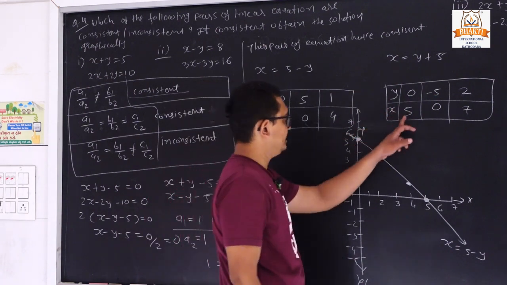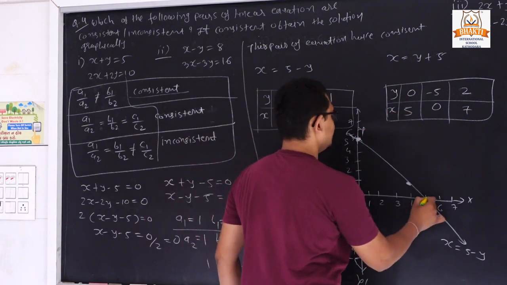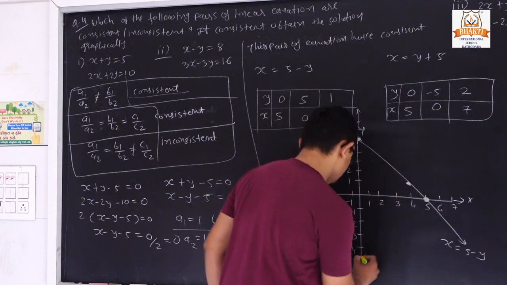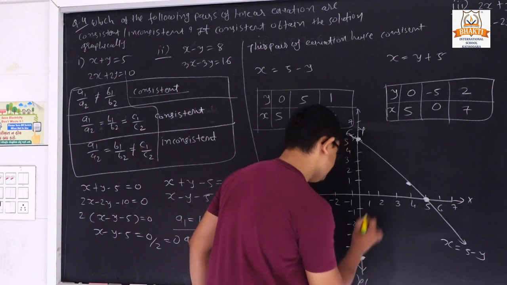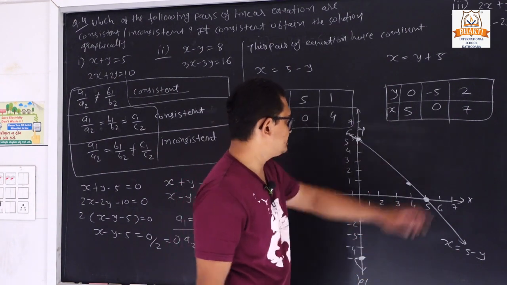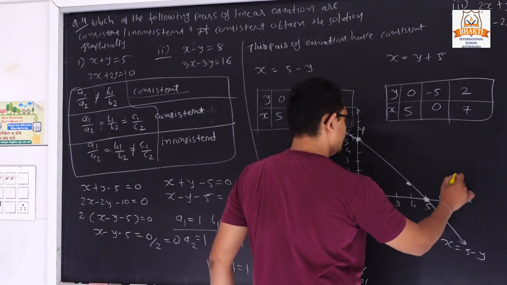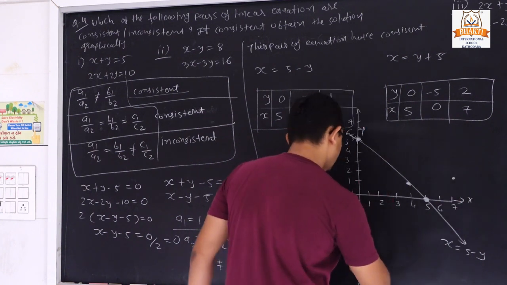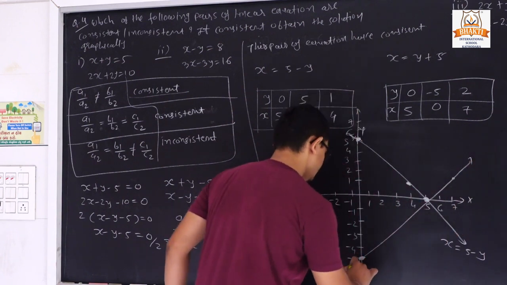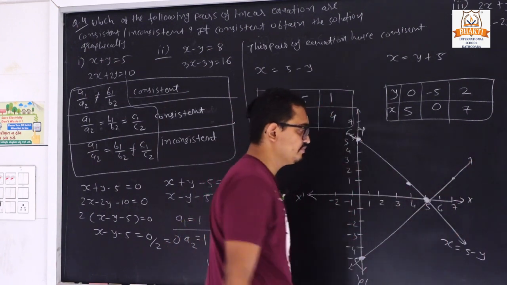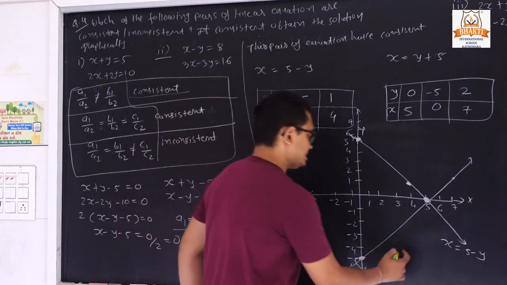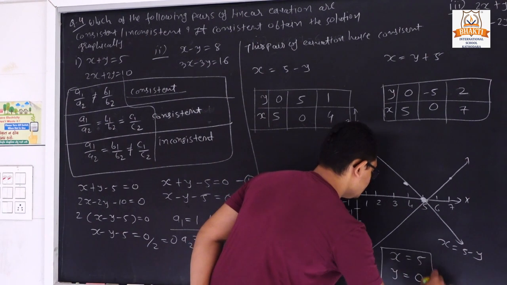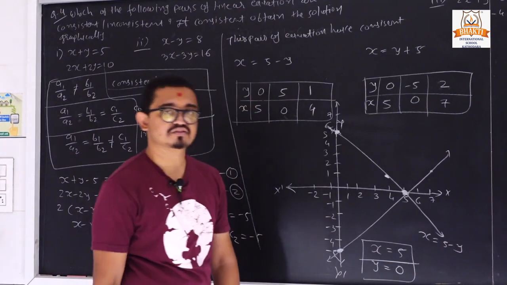Now for the second, x is 5, y is 0, so once again here. Then x is 0, then y is minus 5, so it is here. Then x is 7, then y is 2, so it is here. 7 comma 2. So the graph is like that. So both cut here. Clear? So it means what? What is our solution? The value of x is 5 and y is equal to 0. So it is our solution.